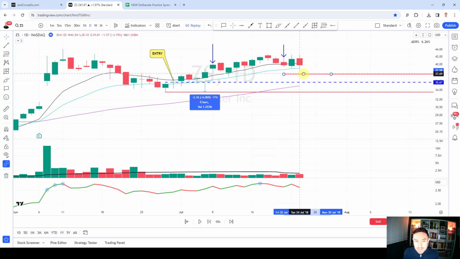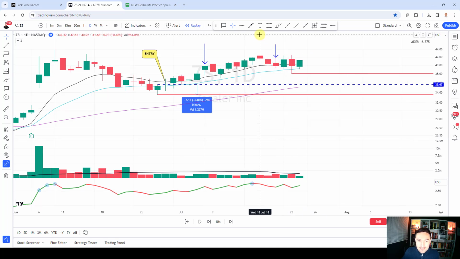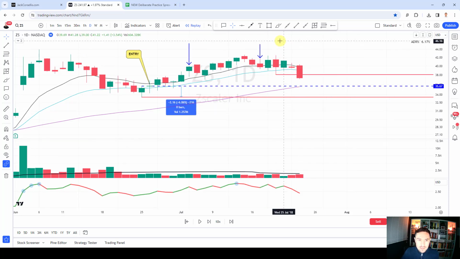So what I do is basically put my stop loss on the low of that bar for now, close below the 21, and I'll exit. Okay, it's still kind of there. Okay, there.